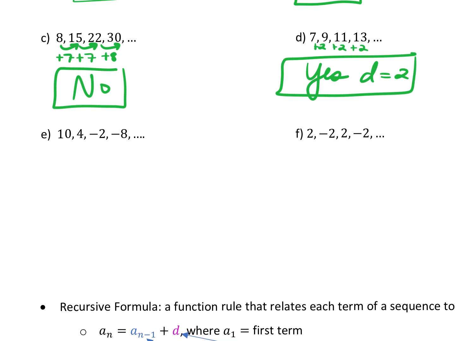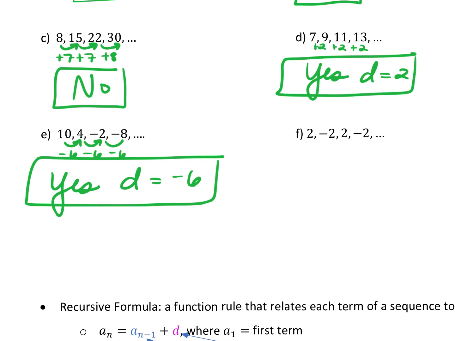All right, letter E. Is that an arithmetic sequence? Yeah, it's -6. You are adding a -6 or subtracting 6, subtracting 6, subtracting 6. So we would say yes, your common difference is -6.